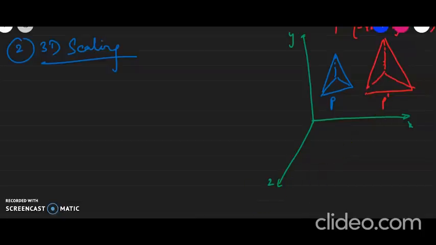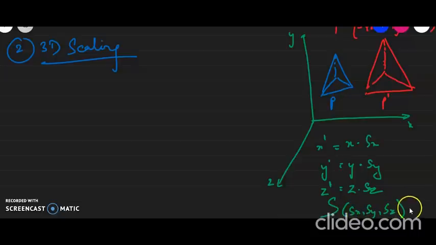So what happens when I'm doing scaling? We will talk in terms of formulas. So it is x multiplied by sx that gives me x dash, y multiplied by sy that gives me y dash, z multiplied by sz will give me z dash, right? So this is the new scaling factor that is added. So my scaling matrix will have sx, sy, and sz. So three scaling factors out here, right?